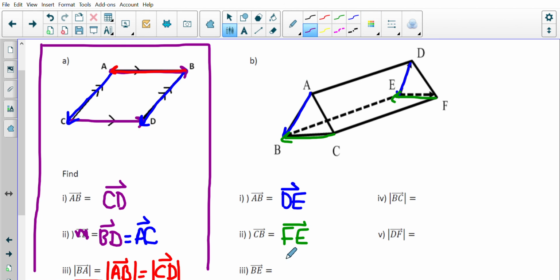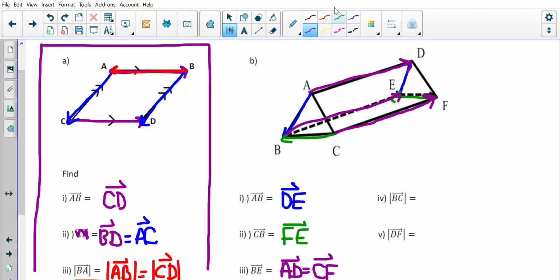It's another one here. BE, where would BE look, same direction? Well, B to E, you could have A to D, same magnitude, same direction. And in this case, you could also have C to F. C to F would be the same. So there's a couple vectors that are equal in magnitude and same direction.